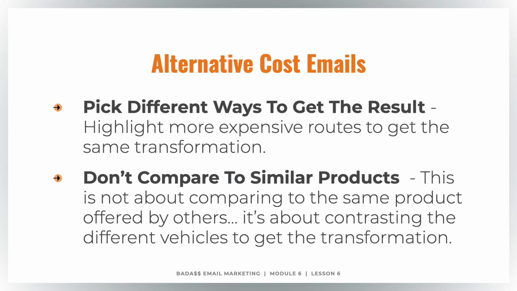So here's what this looks like. What you're going to do is pick different ways to get the results. Highlight more expensive routes to get the same transformation. But this is not about comparing to similar products. In other words, I don't want you comparing to someone who has a very similar course or membership to you, but is simply charging more. What we're doing here is contrasting the different vehicles to get the transformation.